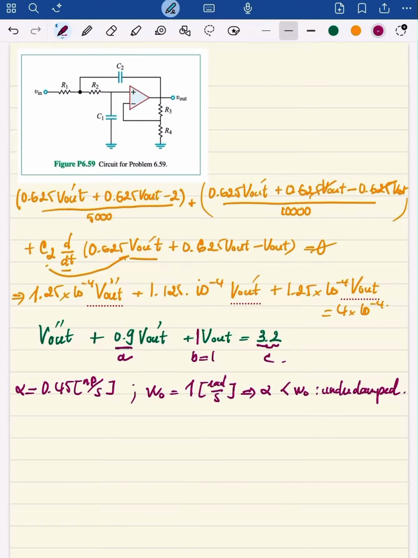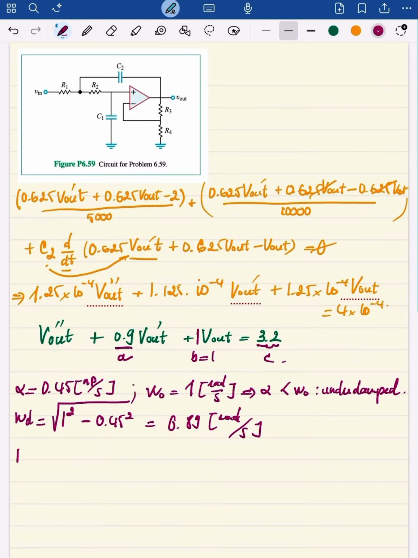Sorry for my handwriting, I know it's hard to write in here. It's not really good at all, I'm sorry. Okay, because I know it's underdamped, I need to find omega D, which is the square root of omega naught squared minus alpha squared. It's going to be 0.89 radian per second. This is radian per second.